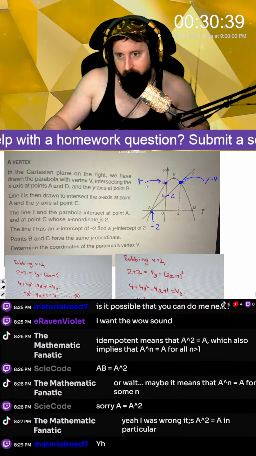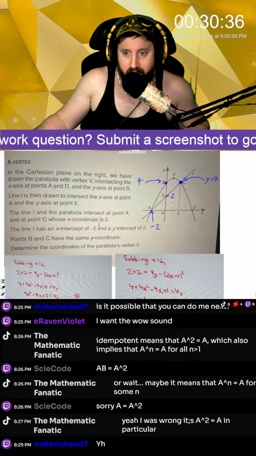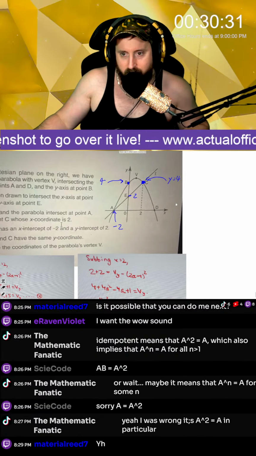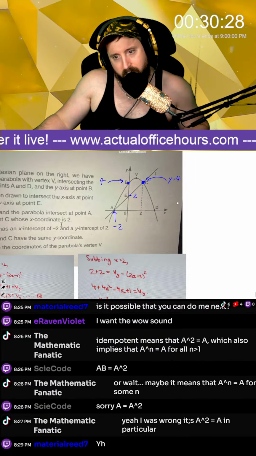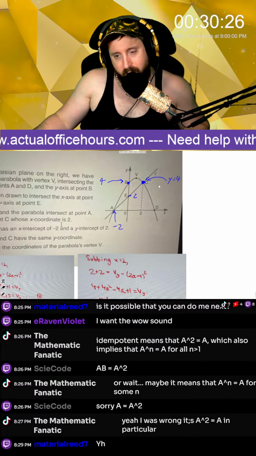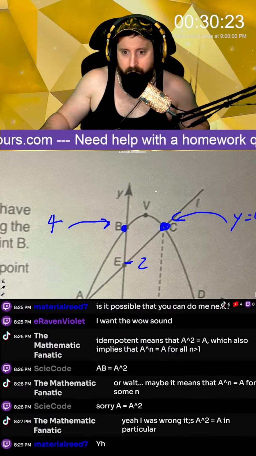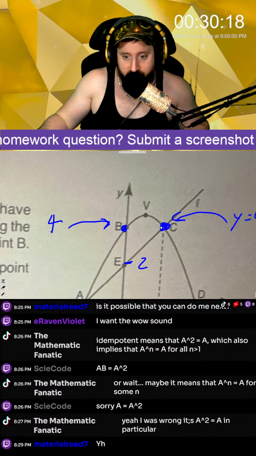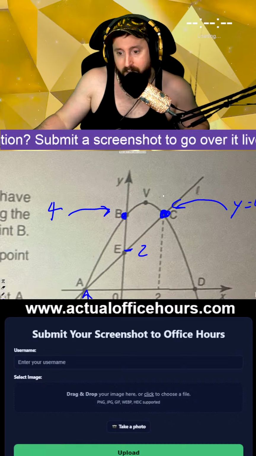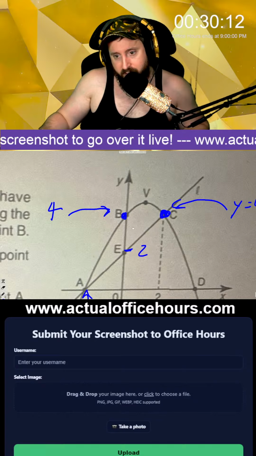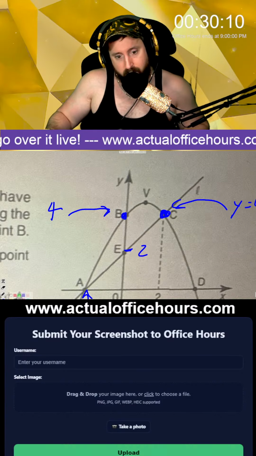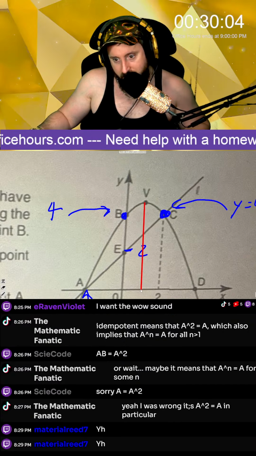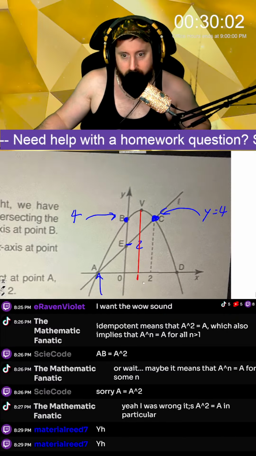Oh, so this is not bad at all. In fact, I think you already have enough points to do this. Maybe. Because if these two points have the same y, then they must be the same distance x from the vertex, right? And since this is at 0 and this is at 2, that tells you right away that this is at x equals 1, right?